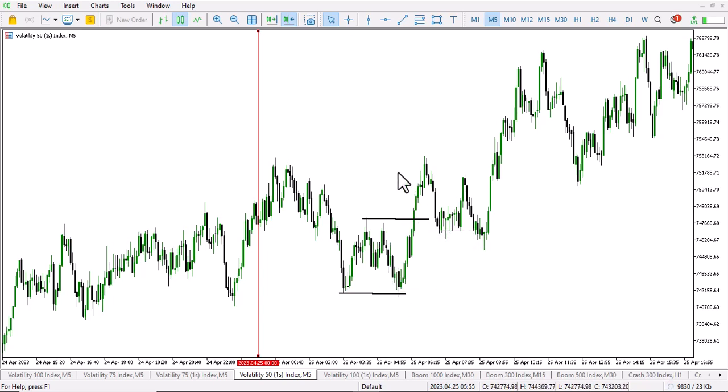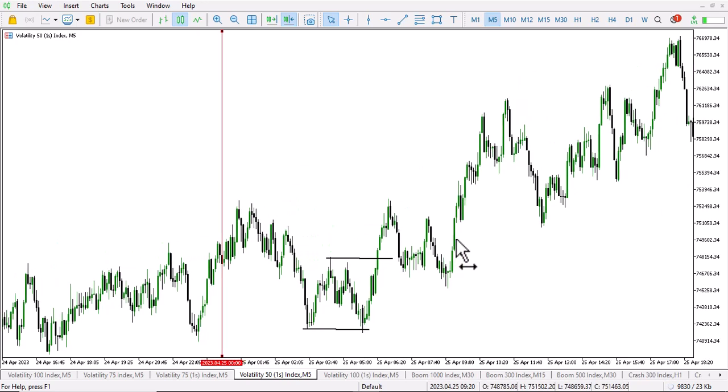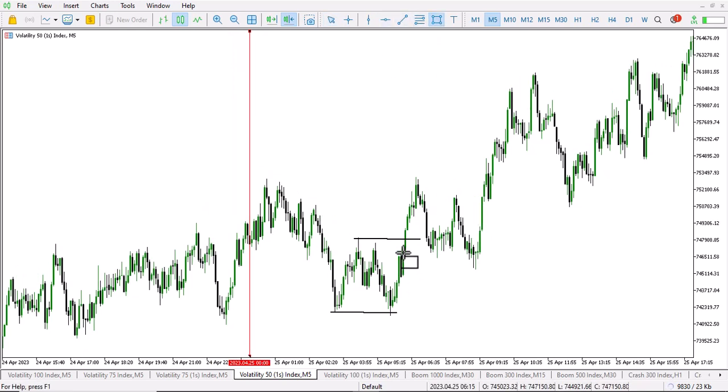So price took out the high instead of the low. So if it had taken out the low, it would mean that we're going to look for sales the whole day, right? But here it took out the high, and as it took out the high, it means we had a decision in the market that was made. So it means volatility 51S had made a decision to go up. So that's what we are doing, and that's what we are following, right? So we would mark this as our order block and wait for price to retest this order block.